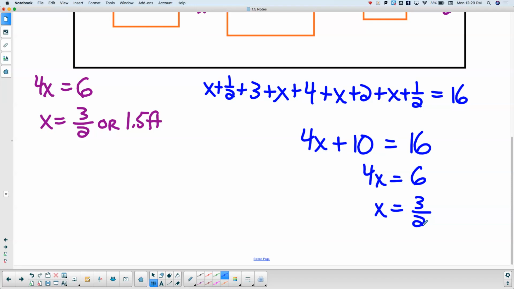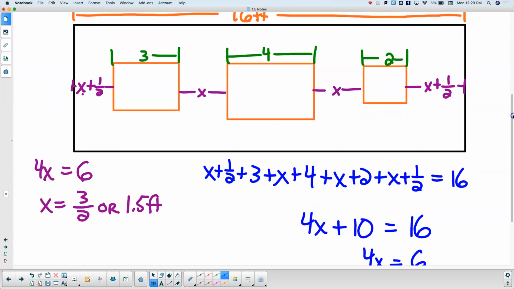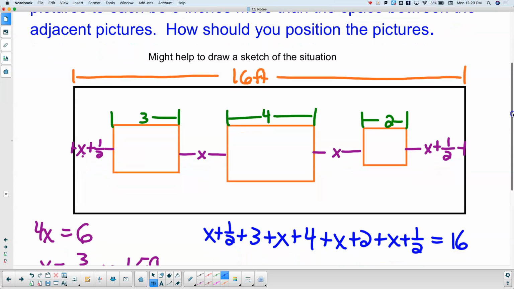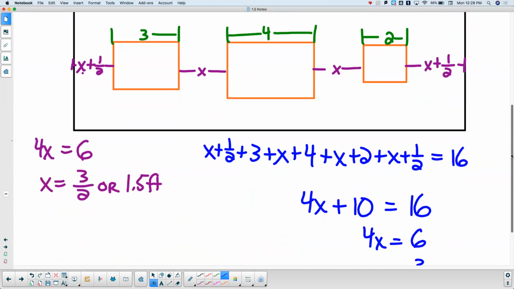So now the question was, way back up here, how should you position the pictures? So how far in would you go to place the first picture? So that distance right there. And so would you take that 3 over 2, like 1.5, and plug it back in for x? Because that's the x that you found, yep.